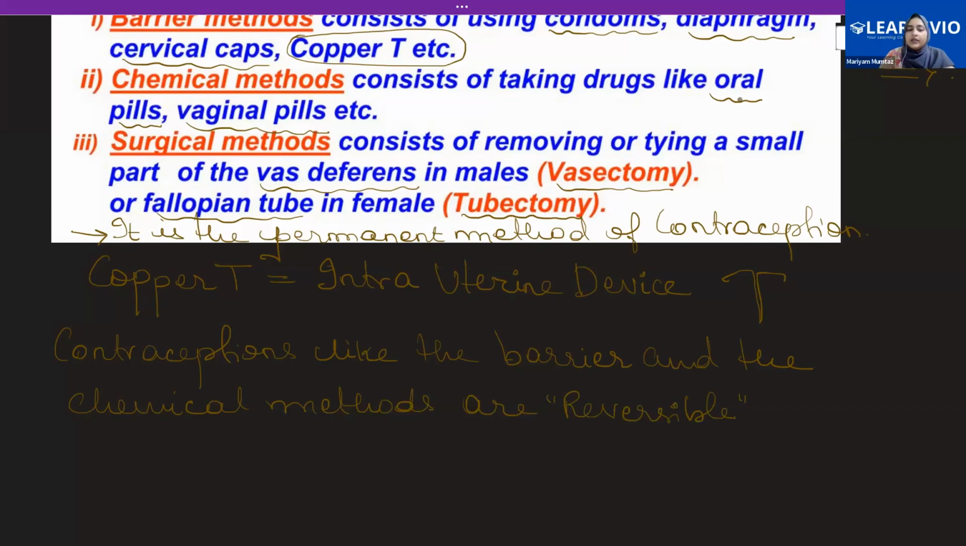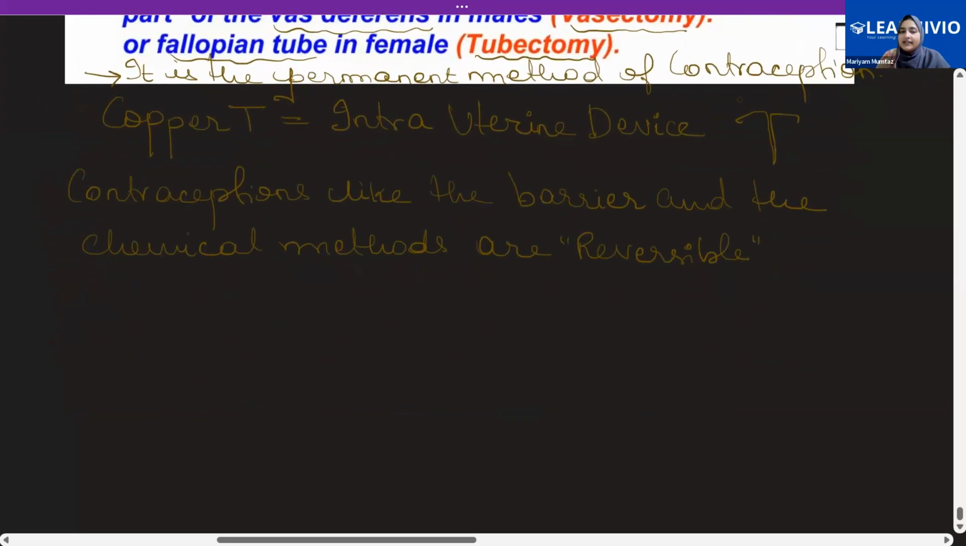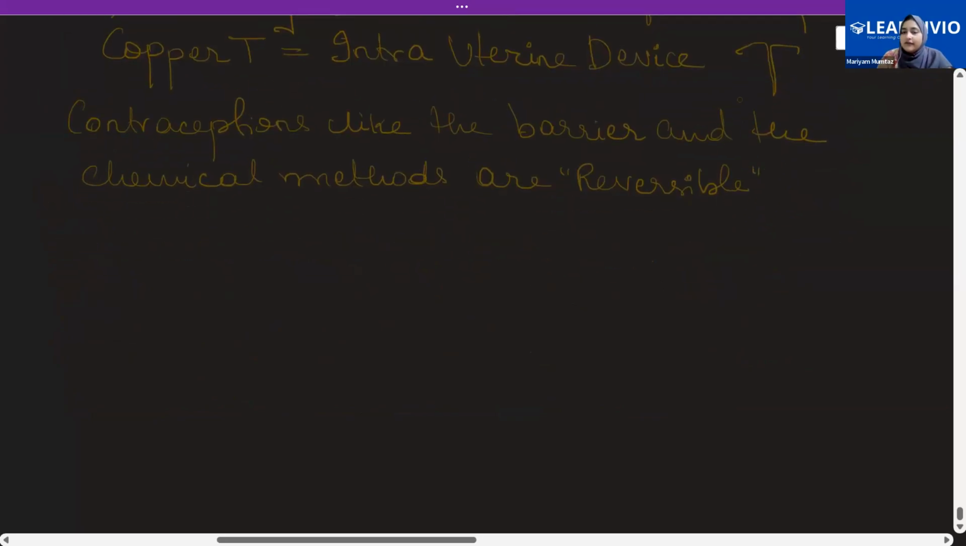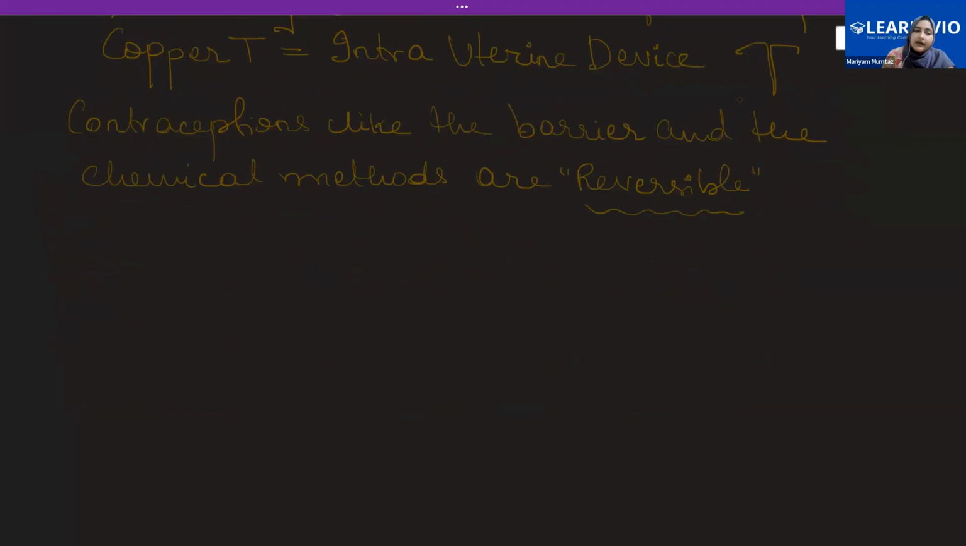So contraceptions like the barrier and the chemical methods, these are reversible, right? Whereas the surgical methods are irreversible. Is it clear? Clear, ma'am. Any doubts? No, ma'am.